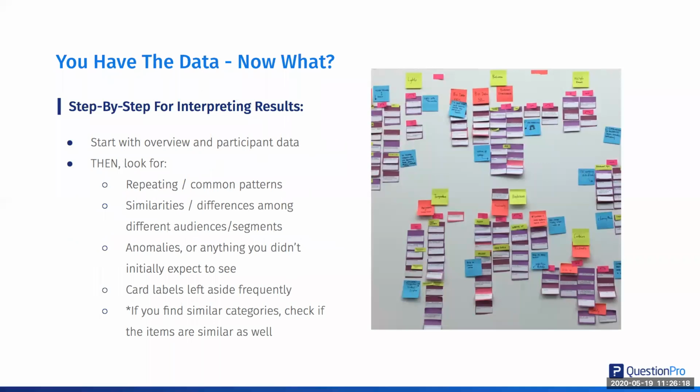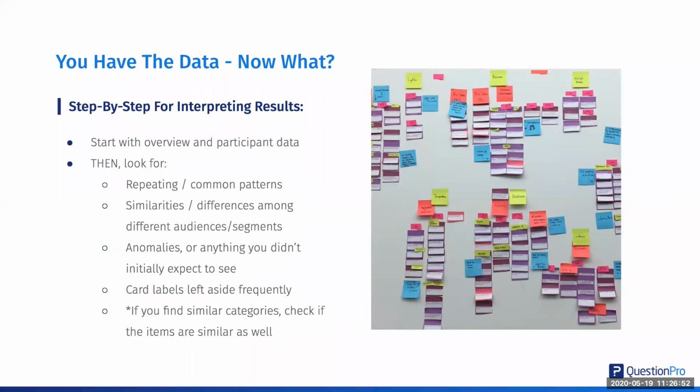So say you've gone through the exercise, and now you have the data, or now you have the findings. What are the next steps after that? First off, the first step for interpreting your results is to get an overview of your participant data. What I mean by that is not so much the categories themselves, but look at who is represented in participating in this exercise. What was the time frame? How many participants joined, and how long did it take for them to complete the exercise?